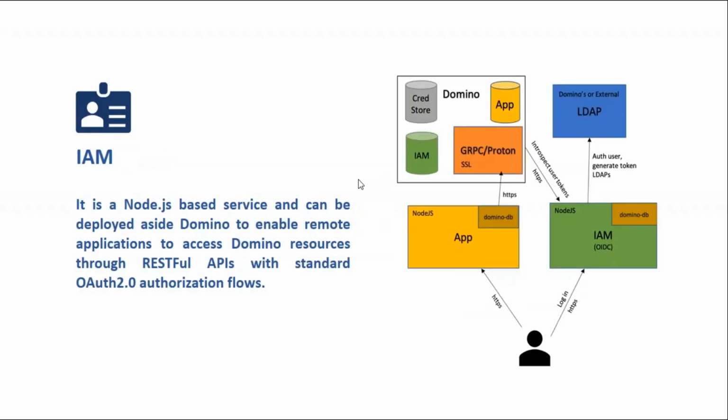The last component would be IAM. IAM stands for Identity and Access Management, and IAM is implemented as a Node.js application, which provides safe user authorization. You can leverage IAM to authorize and generate access tokens for your application to allow it to access Domino resources. There are a couple of configurations and setups on the Domino side if you would like to utilize this feature.